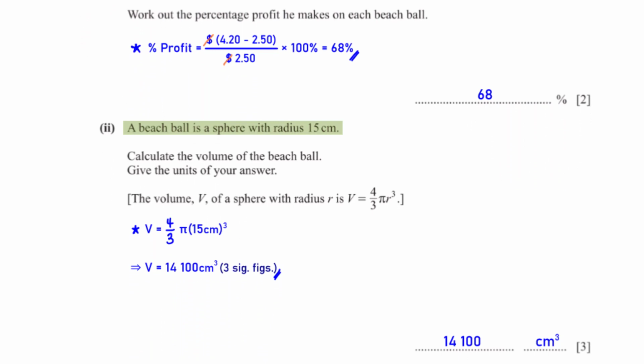A beach ball is a sphere with radius 15 centimeters. Calculate the volume of the beach ball. Give the units of your answer. We've been given the formula for the volume of a sphere to be 4/3 πr³, where the radius r of the sphere in this case is 15 centimeters. When we type this into the calculator, we get 14,100 centimeters cubed, rounded to 3 significant figures.